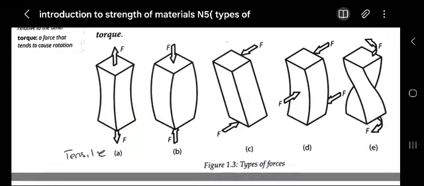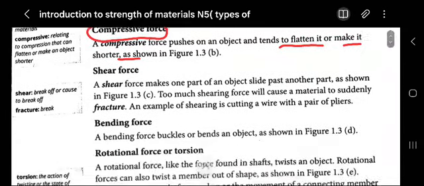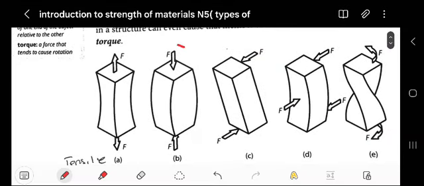Number 2, we have a compressive force. A compressive force pushes on an object and tends to flatten it or make it short. As you can see, when you compress, the area indicated becomes smaller, and in the middle it becomes big. You squeeze it, you make it smaller. We call it compression when you make the object become small by applying forces. You see the cross section and the force applied down on it. So that's compressive.